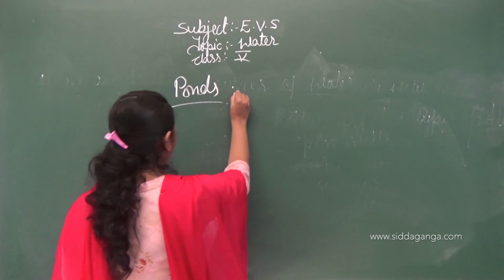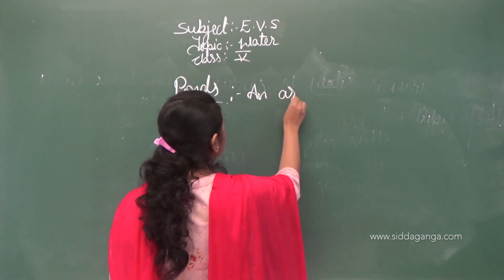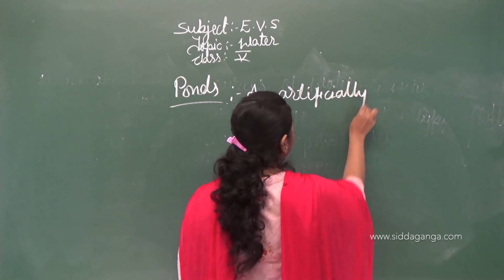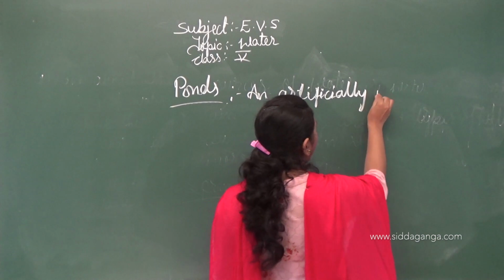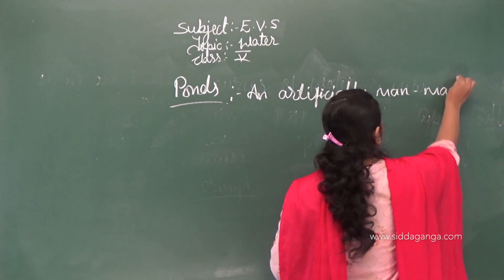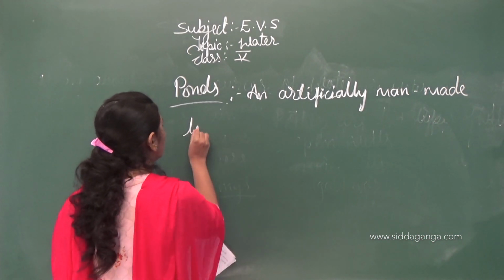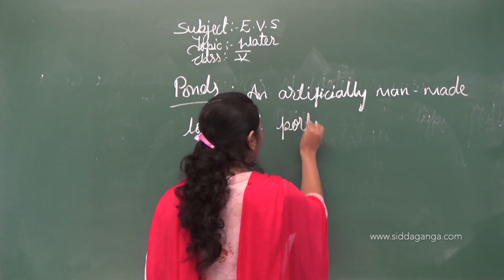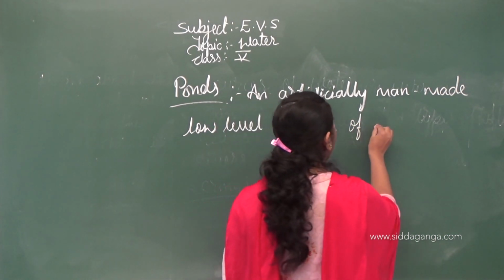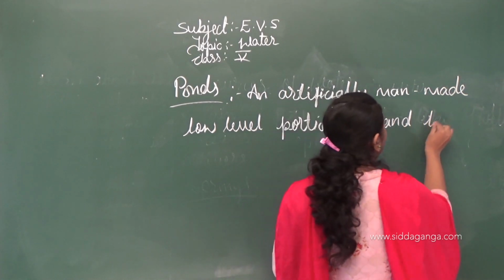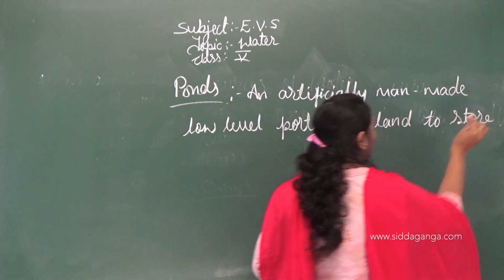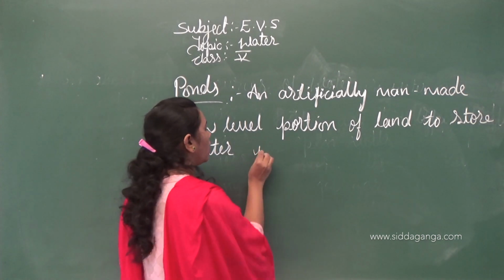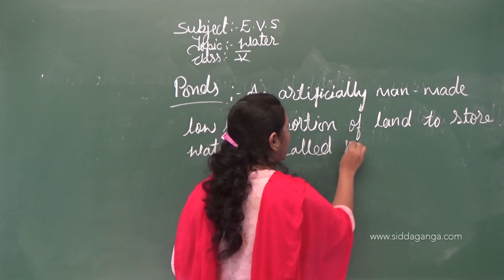What is a pond? Pond means an artificially man-made low-level portion of land to store water is called a pond, okay.